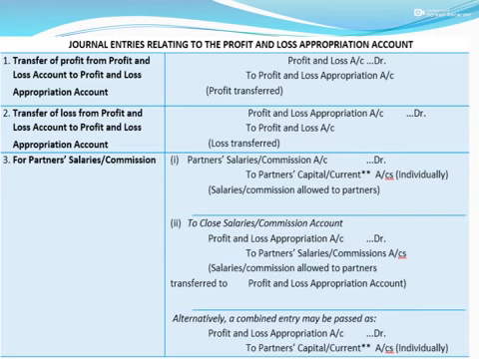Next, third condition, partner salary or commission. If we are allowing a salary to a partner or commission to a partner, then it is an expense for a firm. Then we will write down profit and loss appropriation account debit to partner salary or commission account.